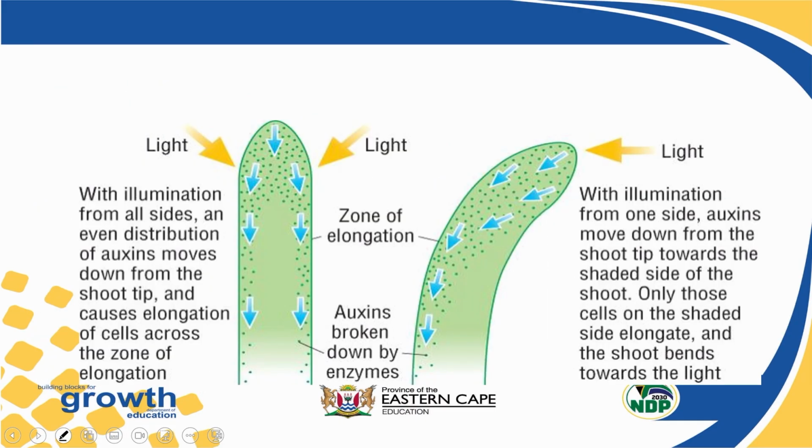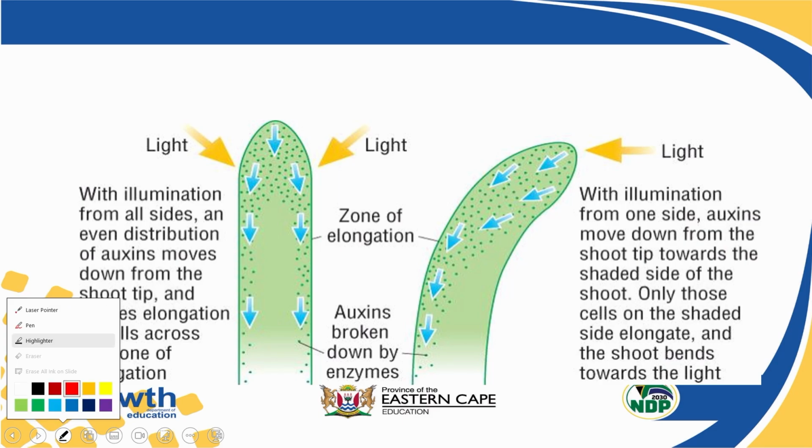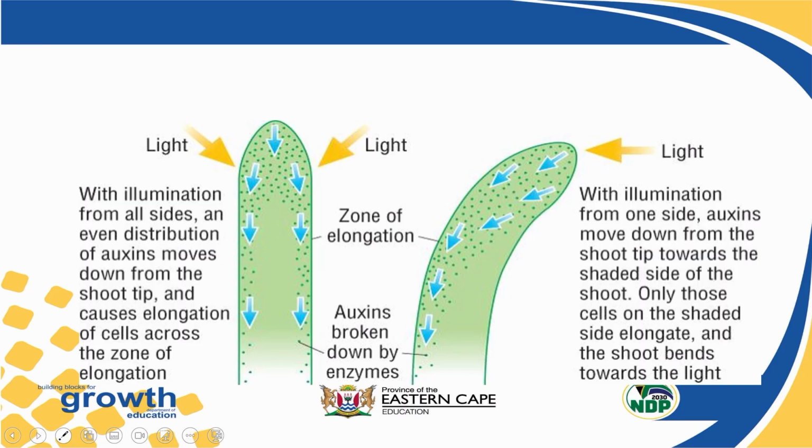Then this is what I've just explained earlier on. This is under normal light conditions. The stem itself is exposed to light from all positions, and as such, auxins will move down. If you see these arrows, they are showing light moving down, and as they are moving down, the plant gets equal distribution of what? Of auxins, and then the stem will grow upward.